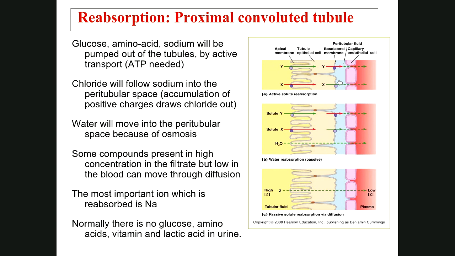After we have reabsorption of glucose, amino acid, sodium, and chloride, because the amount of this material increases in the interstitial fluid, water should move after them. So here we have water reabsorption by osmosis. Some compounds that are present in high concentration in the filtrate but low in the blood can move by diffusion. And the most important ion which becomes reabsorbed is our sodium ion. Normally, we should not have any glucose, amino acid, vitamins, and lactic acid in our urine. So all of them become reabsorbed.